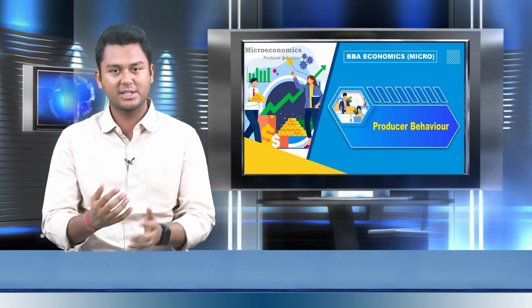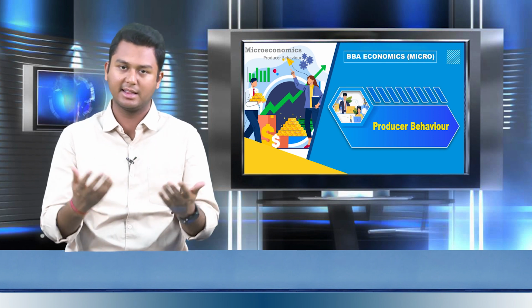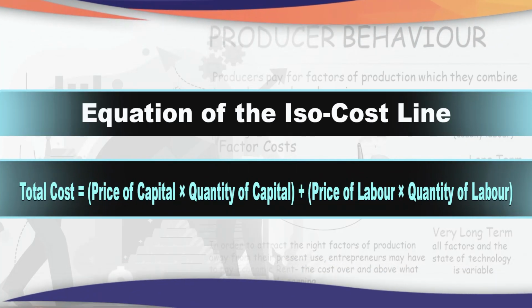Although we are not using mathematical symbols here, we can just imagine the equation in the following structure. So the total cost will be equal to the price of capital multiplied by the quantity of capital. So this will be the overall expenditure on capital, plus the price of labor, which is generally the wage rate, multiplied by the quantity of labor.